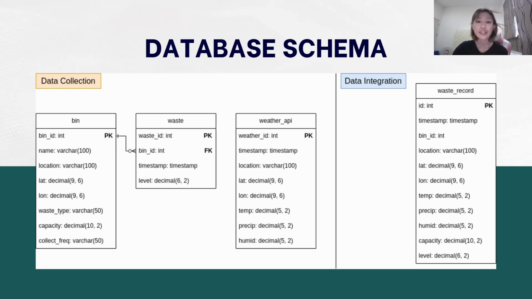Once all the data is collected in these three tables, we integrate it into a single table named waste record. This table consolidates the data from the three tables into one unified record.